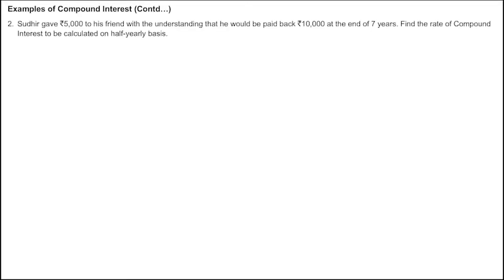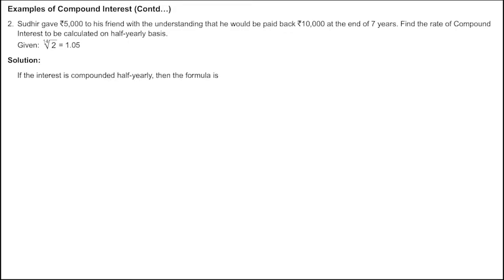Now we take a question where we have to find the rate of interest. The question says Sudhir gave rupees 5,000 to his friend with the understanding that he would be paid back rupees 10,000 at the end of 7 years. Find the rate of compound interest to be calculated on half-yearly basis. What is given to you? The 14th root of 2 is given as 1.05. So you're going to use this value in your calculation.